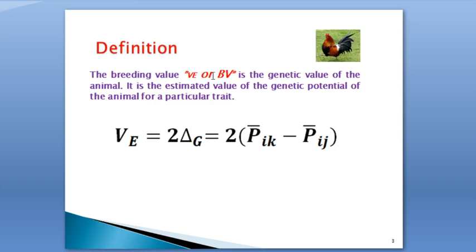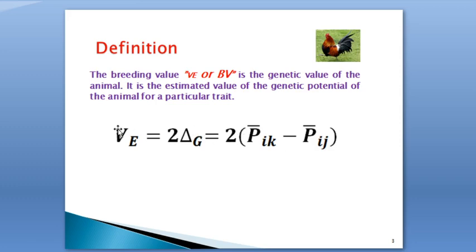So, the breeding value, noted EBV or BV, is the genetic value of the animal. It's the estimated value of the genetic potential of the animal for a particular trait. It means the breeding value doesn't consider the environmental effects nor the interaction between the environment effect and the genetic effect. Okay, it is given by this formula.